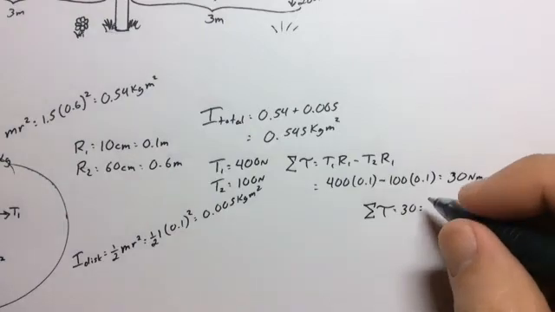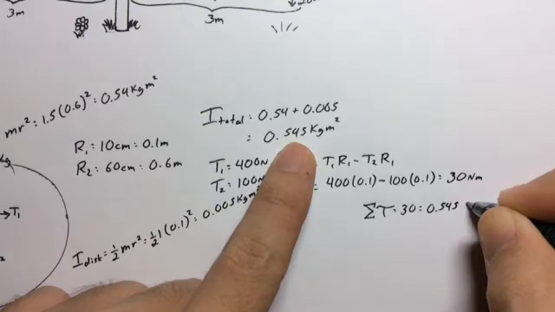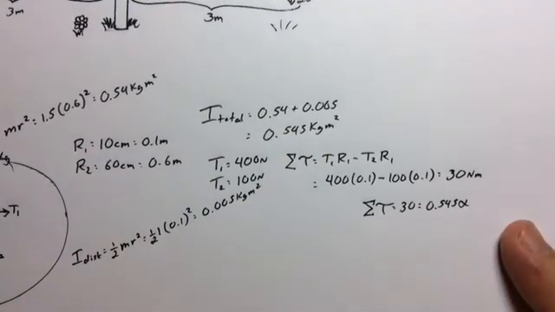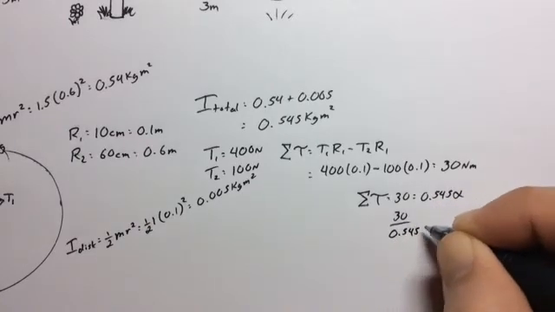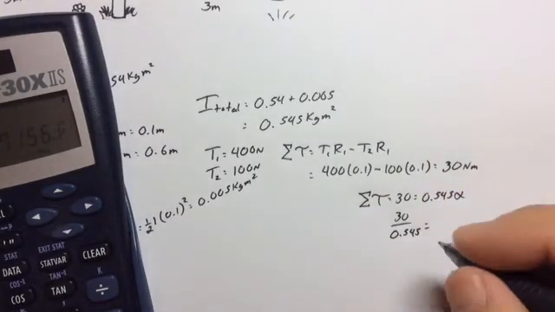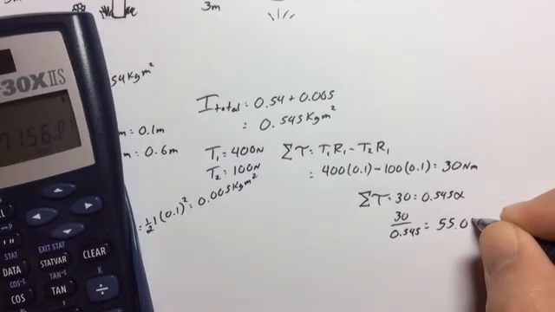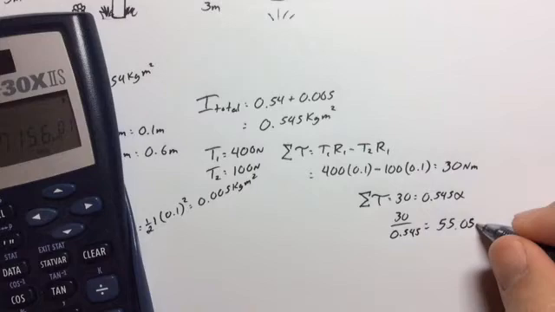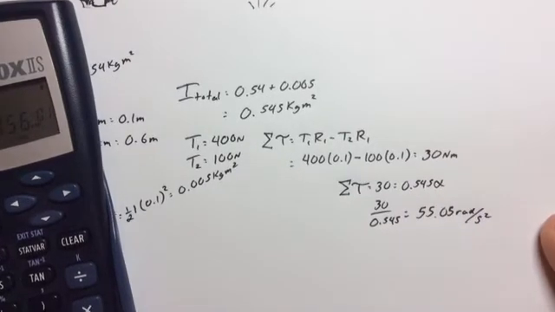What is I? I is going to be our I total, 0.545, and that's going to be alpha. Okay? So if we take 30 divided by 0.545, that's going to give me an alpha. 30 divided by 0.545 gives me an alpha of 55.05. Holy cow. And alpha is in radians per second squared. Now, is that significant? I'm not too sure. You know, what does 55.05 radians per second squared mean?